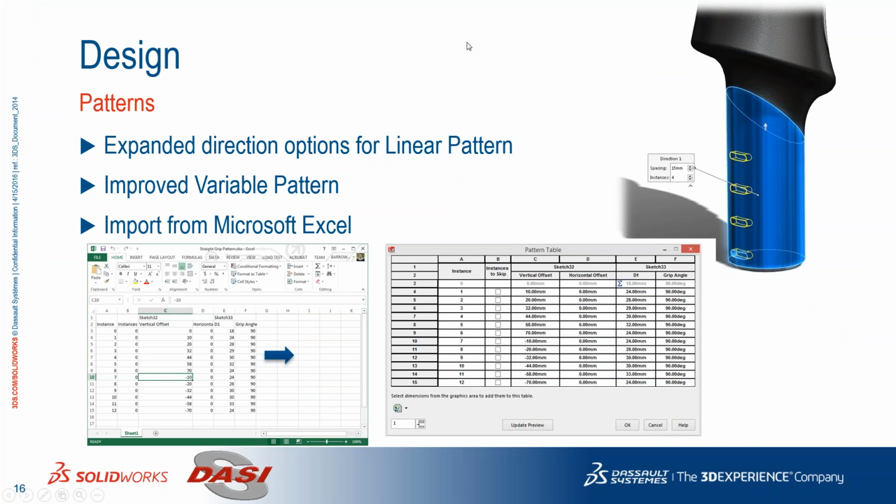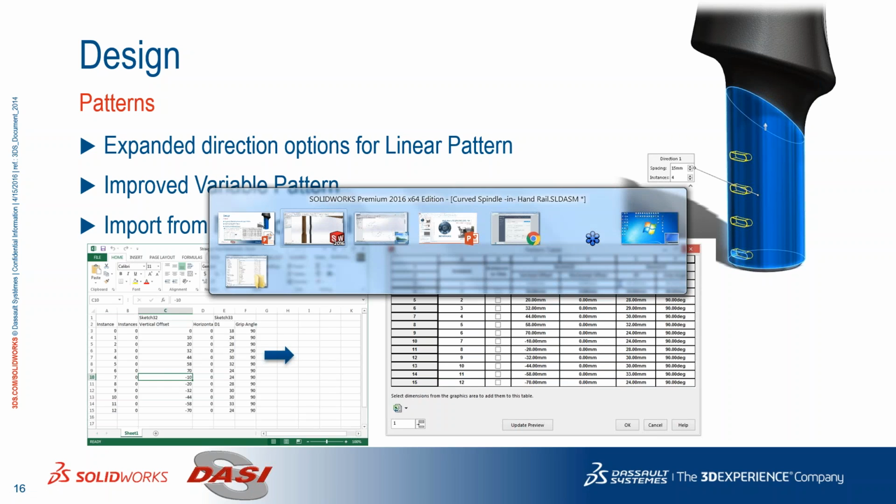Next I want to detail a little bit on patterns, and there's two nifty things here. First of all, the inputs for defining direction are now a little bit more open when it comes to linear patterns, but also there's some improved workflow when it comes to something we added in 2015 called the variable pattern, and the ability to use Excel spreadsheets to drive this. So let's just hop right into that.